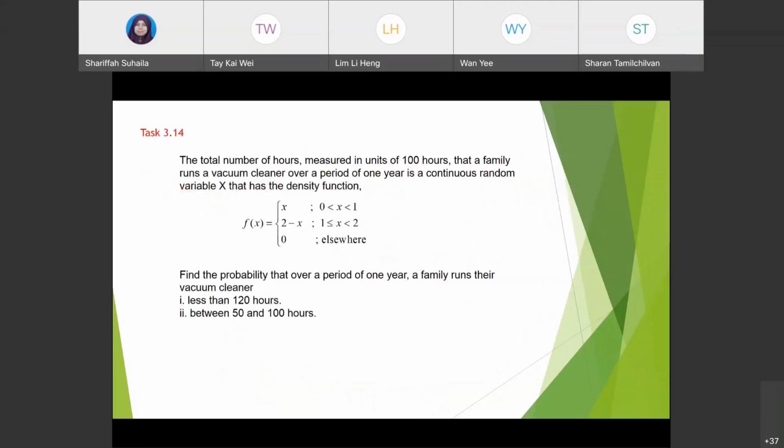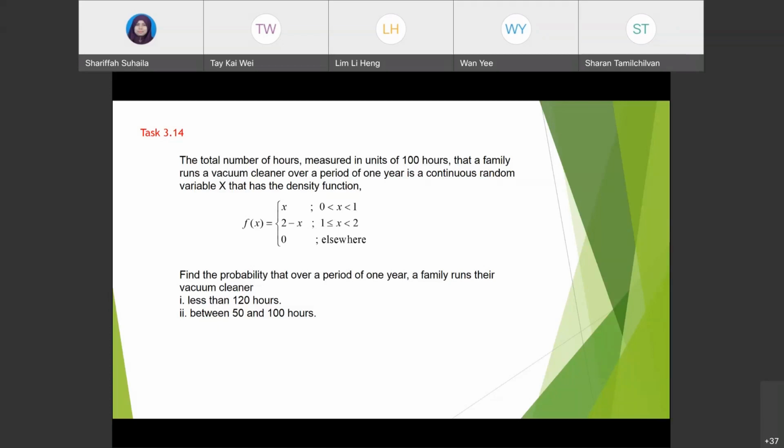Okay, we look at task 3.14 in your module, task 3.14. You do task 3.13 on your own. We just focus on task 3.14. So given here is the total number of hours, measured in units of 100 hours, that a family runs a vacuum cleaner over a period of 1 year, a continuous random variable. So we have the following density function: 0 up to 1, 1 up to 2. So that's from 0 up to 100 hours, and 1 up to 2 is 100 up to 200 hours.